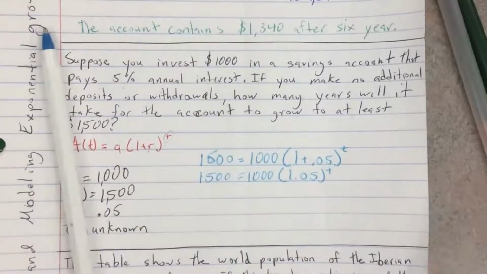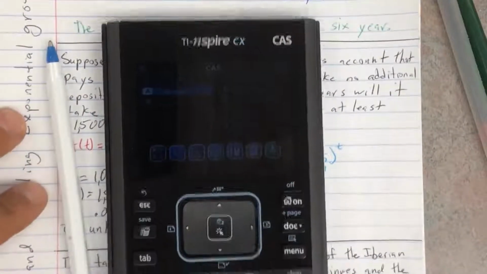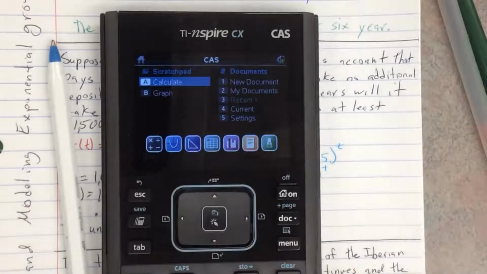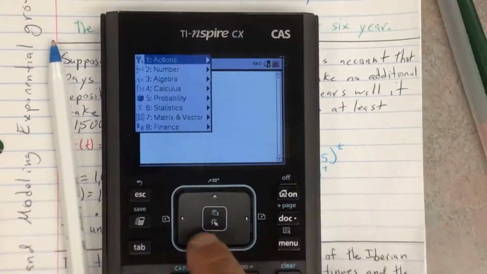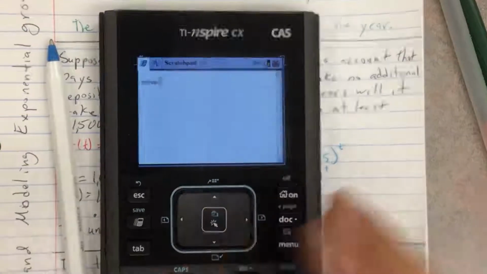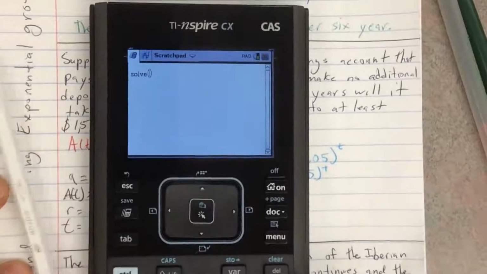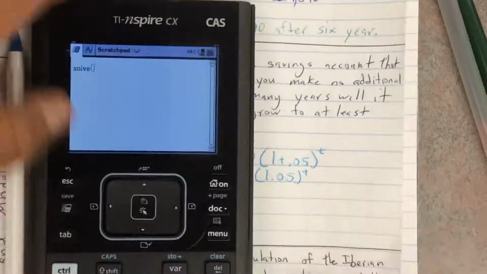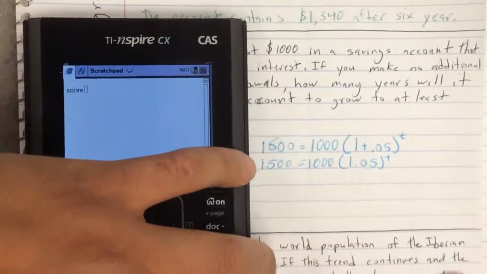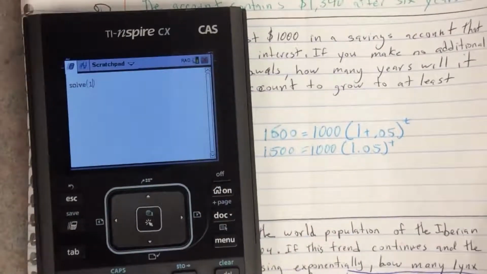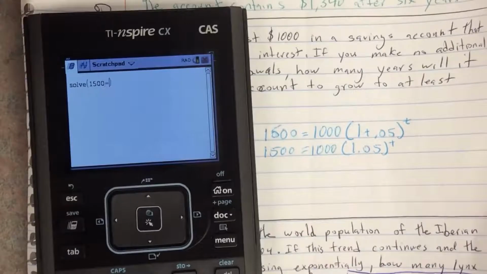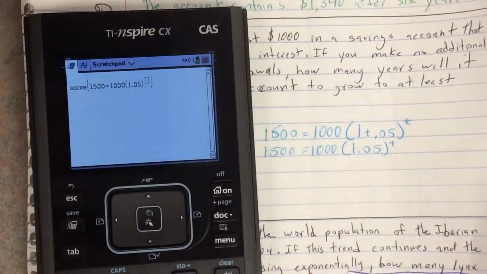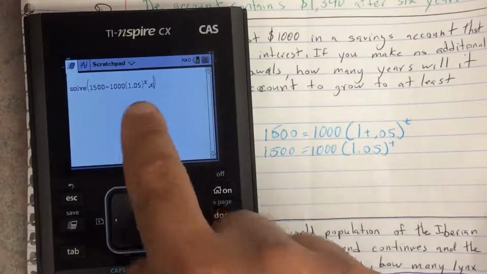All right, for this one we're going to get our calculator. I know I'm using a different one than yours, but it's still similar. You're just going to go to calculate. On the calculator, you go to menu, algebra, solve. I think you guys have an nSolve on your calculators, and then you're just going to type in the equation. Let me move this over so we can see the equation. You're basically just going to type in 1,500 equals 1,000 times (1.05) to the, you can put t, or I'm just going to use x for this one. And then I'm going to put a comma and x. This basically means that you want to solve for x.